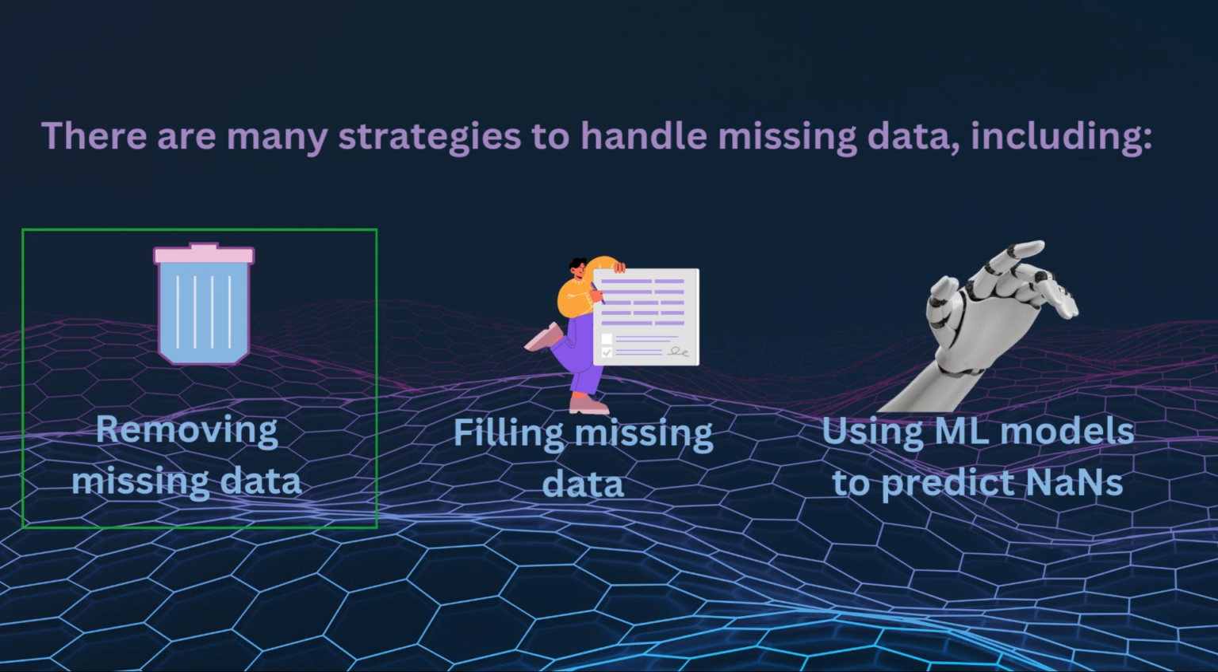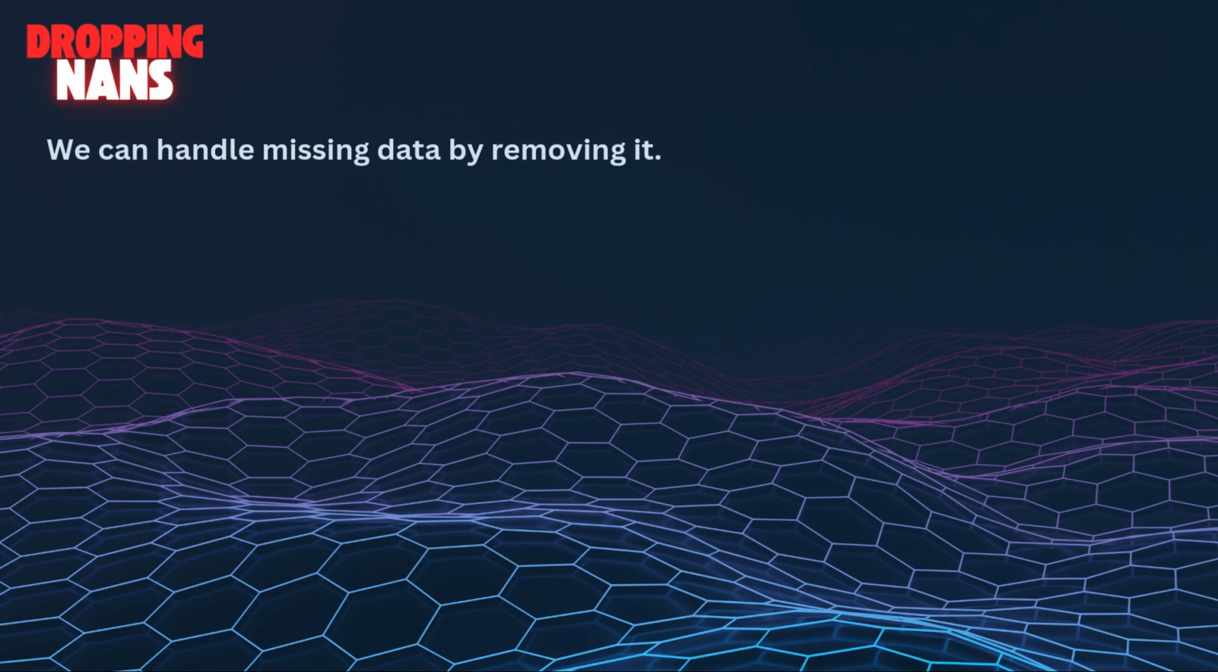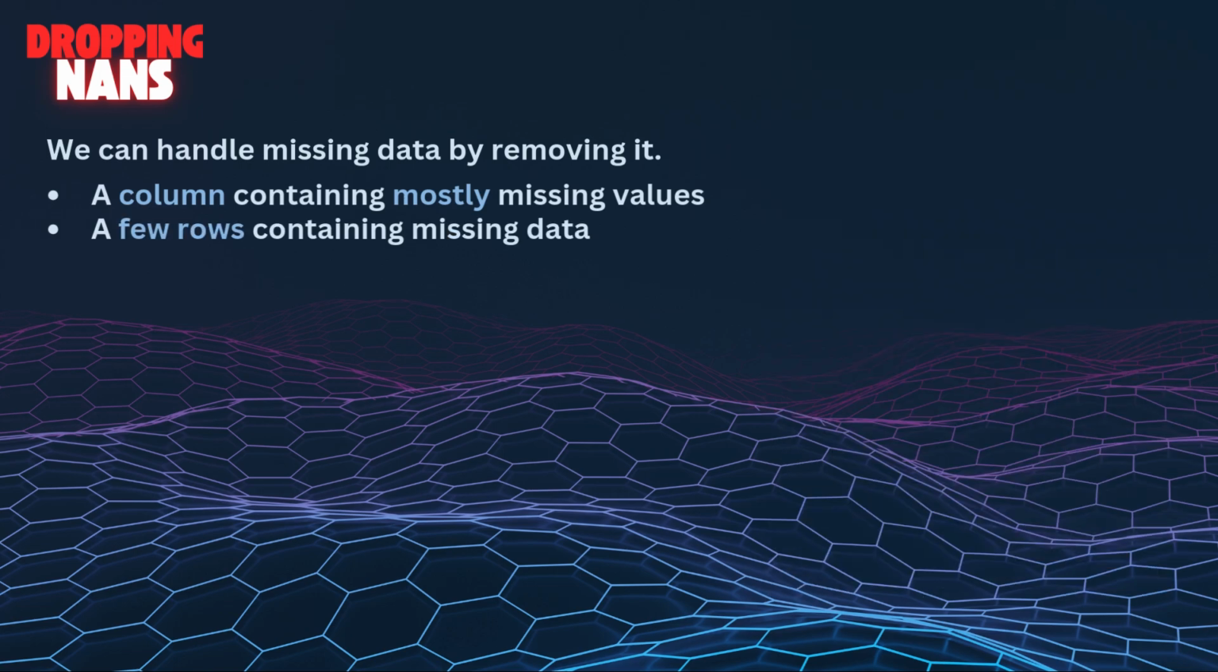Let's start with the easiest. Sometimes, the easiest way to solve a problem is to run away from it. So, when should you drop data? If a column has too many missing values, like for example 90%, it's probably useless, so you can consider dropping it. An example is, if most client addresses are missing, just let that column go.